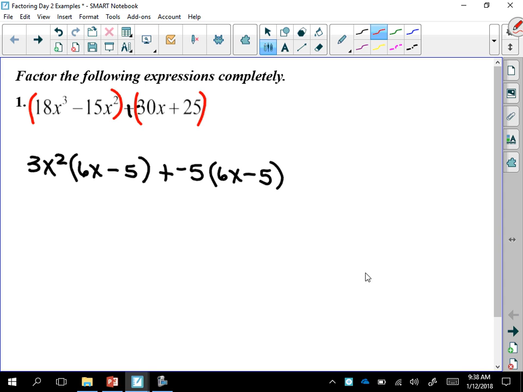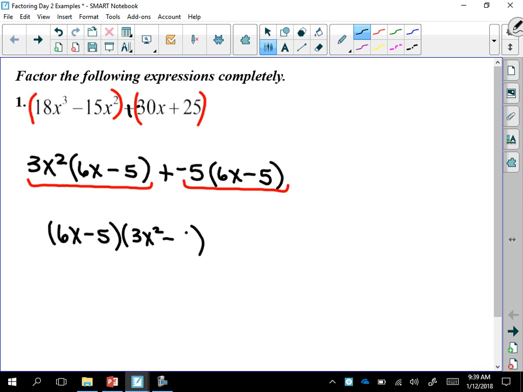All right, now this just becomes another GCF problem. Now I have a plus sign that's not in parentheses. And what do those two terms have in common? 6x minus 5. And what would be left? 3x squared minus 5. And we're done, right? Because we can check to see if 3x squared minus 5 factors any further, but it's not the difference of perfect squares, so nothing we can do with that.